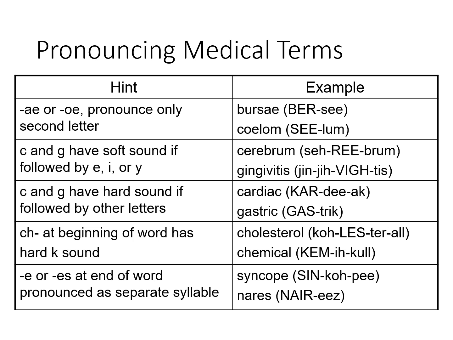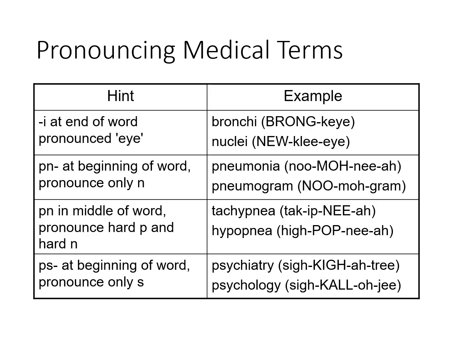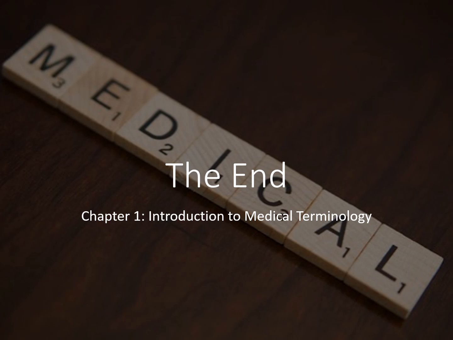So here we see bursa, coelum, cerebrum, gingivitis, cardiac, gastric, cholesterol, chemical, syncope, and nares. Bronchi, nuclei, pneumonia, pneumogram, tachypnea, hypopnea, psychiatry, psychology. That is the end of Chapter 1.